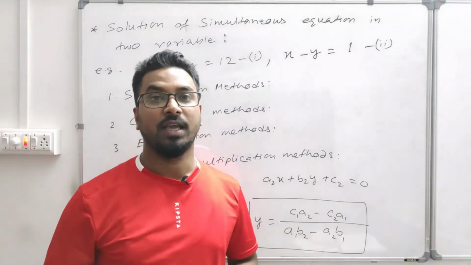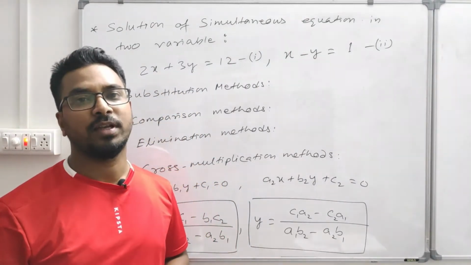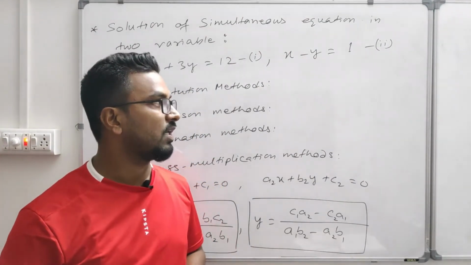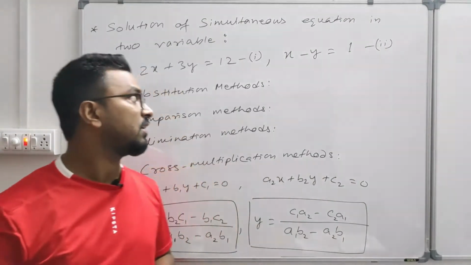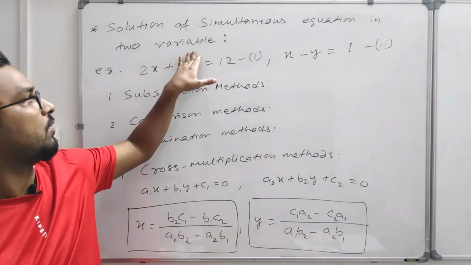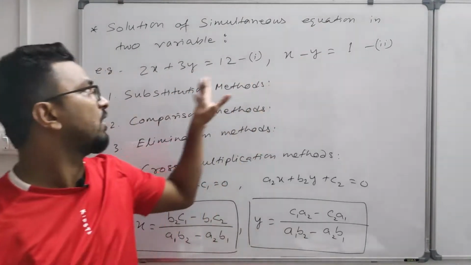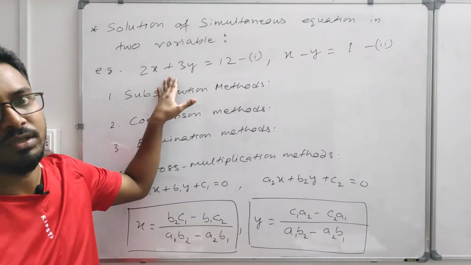So today we'll discuss exercise 5C of advanced maths from the chapter linear simultaneous equations. Before starting exercise 5C, let us see how to find the solution of simultaneous equations in two variables. These are the two simultaneous equations in two variables. Okay, we can call it a pair of linear equations in two variables.